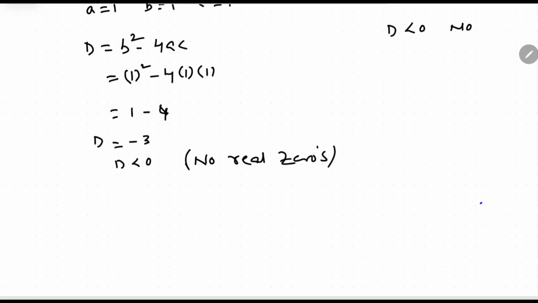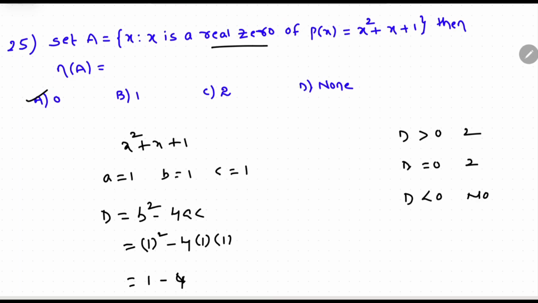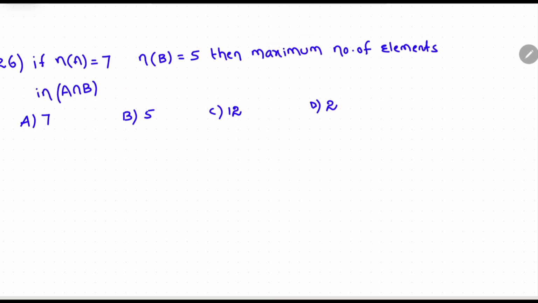But given that A is the set of real zeros, therefore A is a null set. Therefore, what is the number of elements of A? So n of A equals 0. That is A. Now, in the given problem, n of B equals 7.